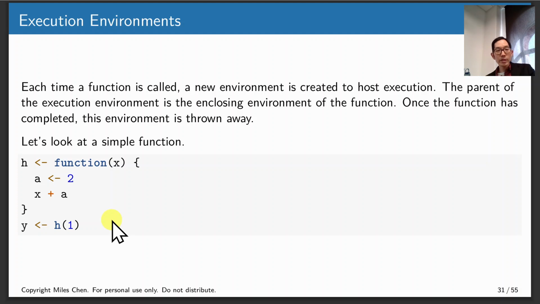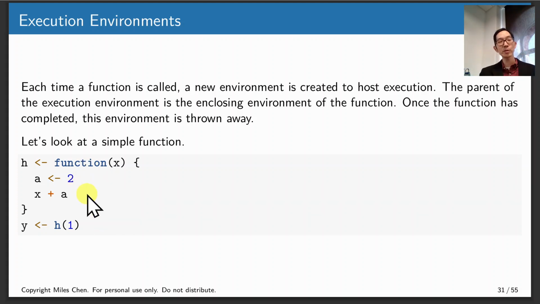All right, every time a function is called, a new environment is created to host the execution. The parent of the execution environment is the enclosing environment of the function. So basically where that black dot is pointing to, or where the function is defined. Once a function is executed or is completed, this execution environment is just thrown away.